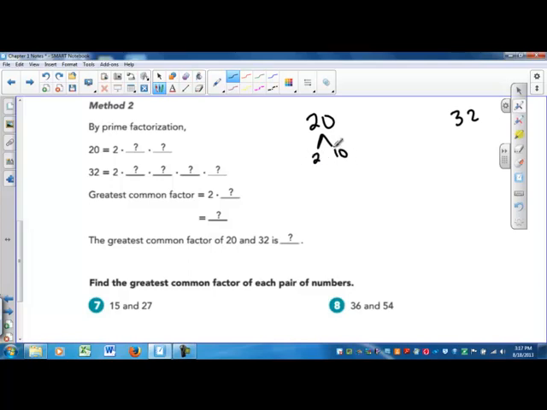Then ask yourself, is either of these prime? Yes, 2 is prime. 10 can break down to 2 and 5. There you go. Now you're done. You've done your prime factorization for 20.